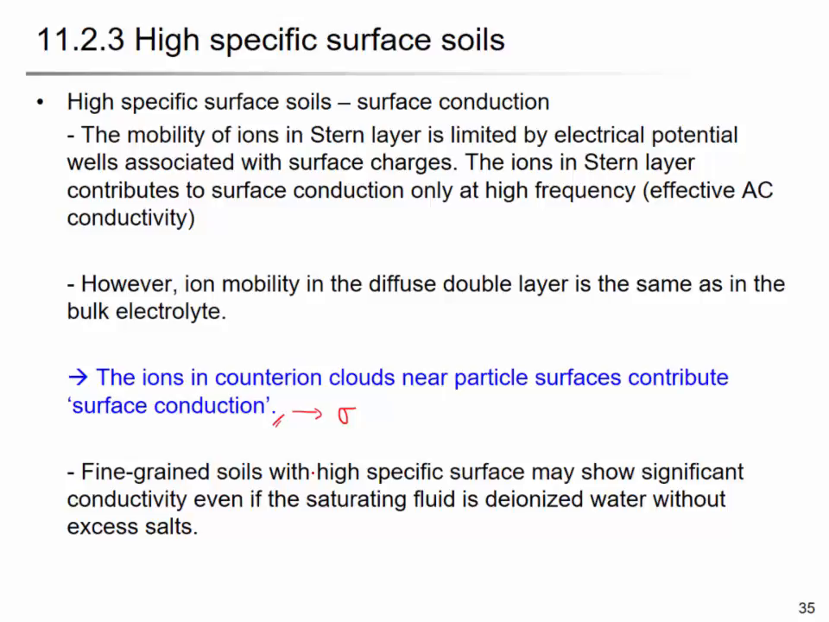So when you have a clean sand, if you add DI water and measure the electrical conductivity, it's almost zero, because clean sand doesn't have excess salt, and the sand itself is not a conductive material, it's a dielectric material. If you have a clean clay material and add DI water, it still conducts. It could be conductive because of the surface conduction. So the difference between high specific surface soil and low specific surface soil is whether it develops the double layer or not.